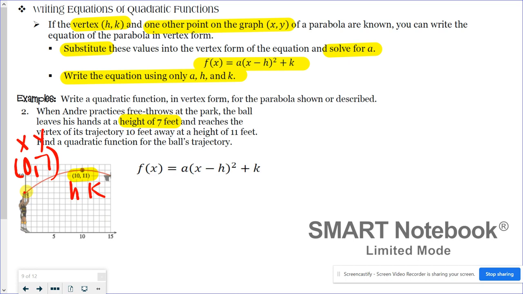So my function value, that's y, is 7. A is unknown. And then I have the quantity x minus h squared. So x is 0 minus h, which is 10, quantity squared. And then lastly, plus k, which is 11. So that's my substitution step.